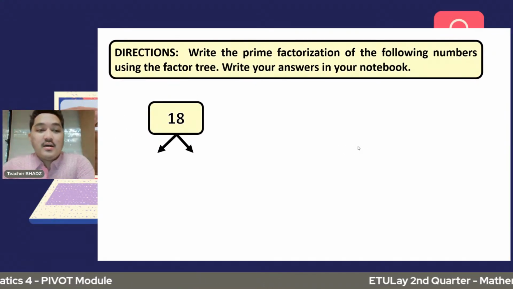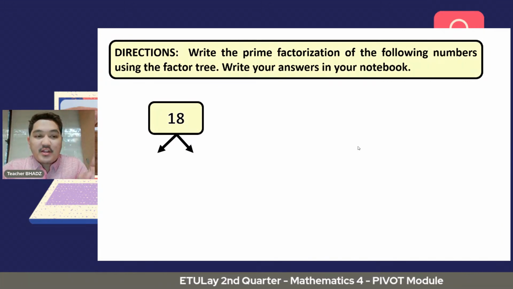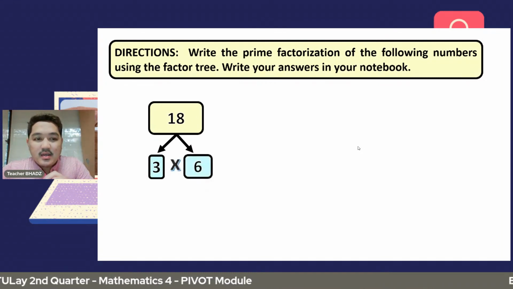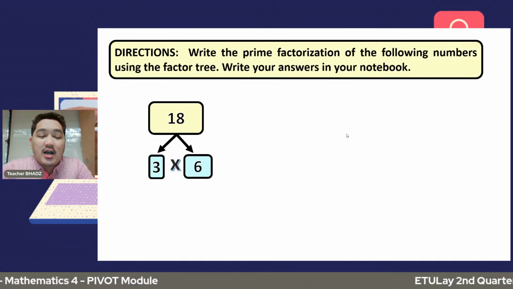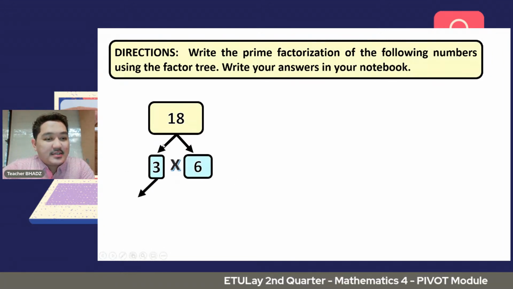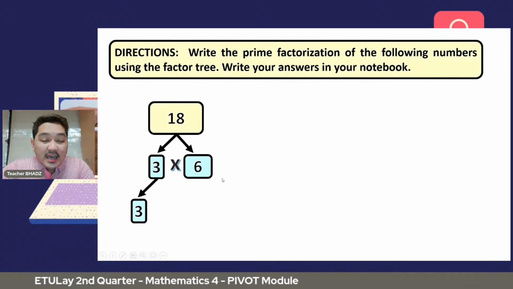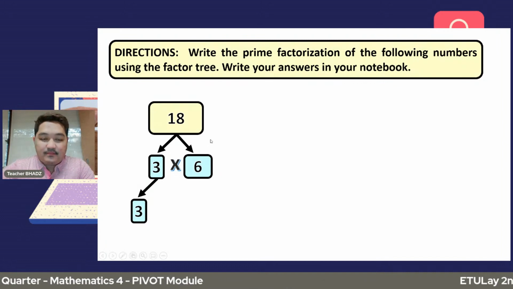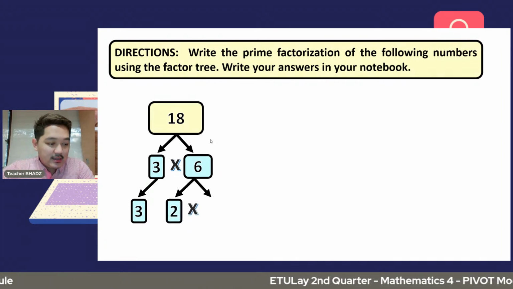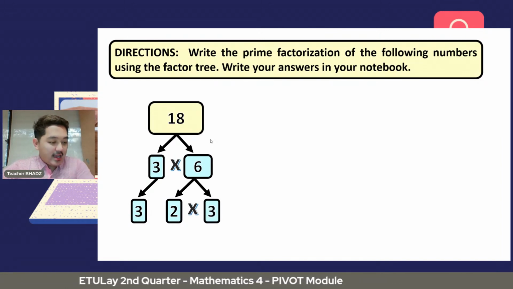So we have 18. The factors of 18, first is 2, or we can use 3, and we have 6. So our 3, wala na siyang other number na pwedeng makapag-divide sa kanya. So i-bring down natin si 3, and then we need to get the factors of 6. So, factors of 6 ay 2 and 3.